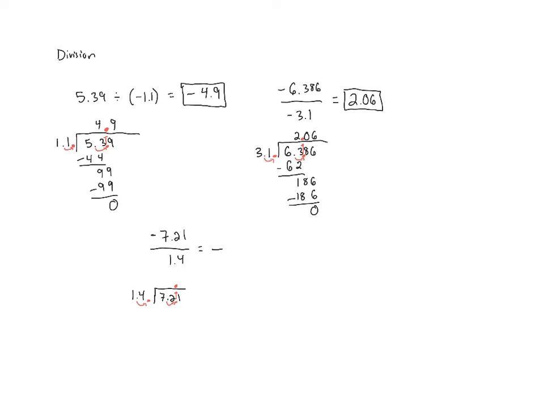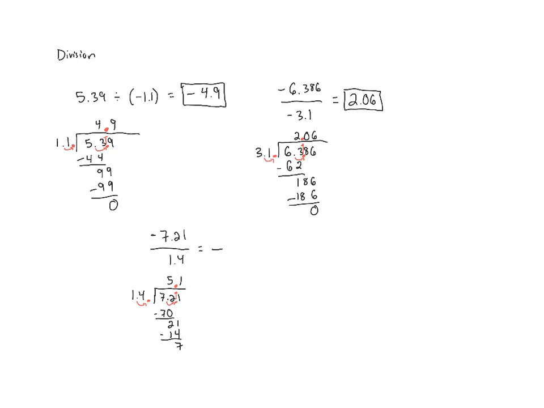14 does not go into 7, but it does go into 72 5 times. 5 times 14 is 70. When we subtract, we get 2. We bring down the 1. 14 goes into 21 one time. So then we multiply. 1 times 14 is 14. When we subtract, we're left with 7.